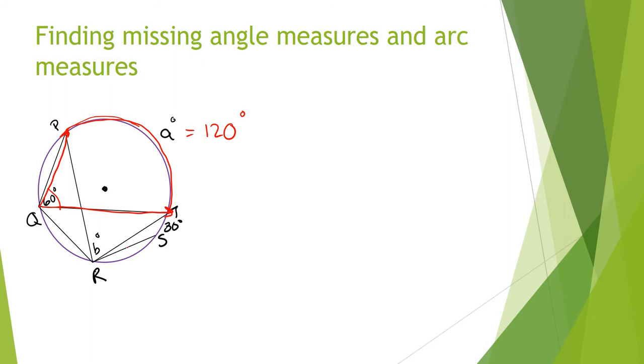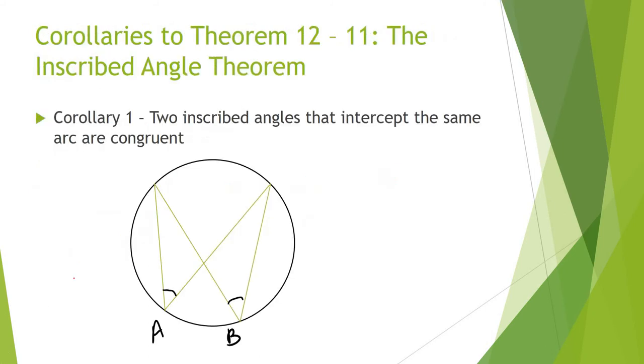Angle B, if we look here, oops, there was not supposed to be a line here. So B goes this way. So angle B intercepts an arc that's 120 plus 30. Therefore, angle B is 1/2 of 120 plus 30, which means angle B is 75. Okay, let's try another one.